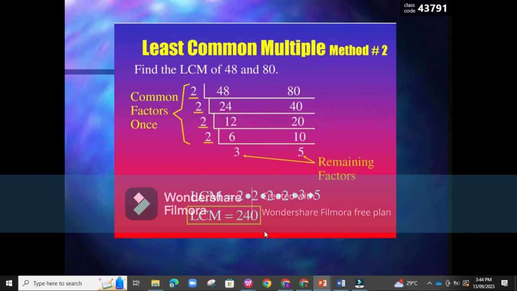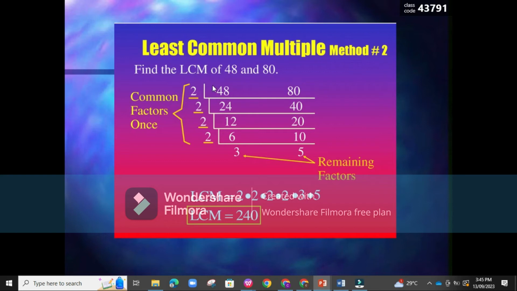Okay, next. Same method, prime factorization, but we can also use the ladder way of presenting it. Sometimes we call it the ladder method, but still under method number 2, it is prime factorization because we still use the prime factors. So this is another way of finding the LCM, least common multiple between 48 and 80.